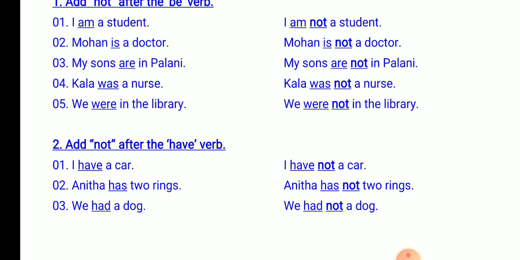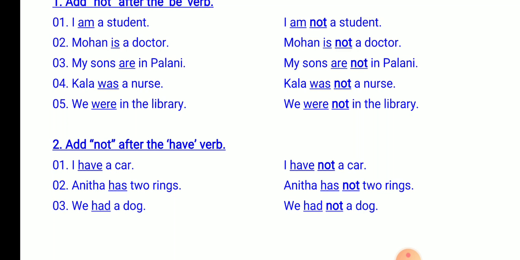Look at the first example. I have a car. The verb here is have. Add not after have and the sentence becomes negative. I have a car becomes I have not a car.